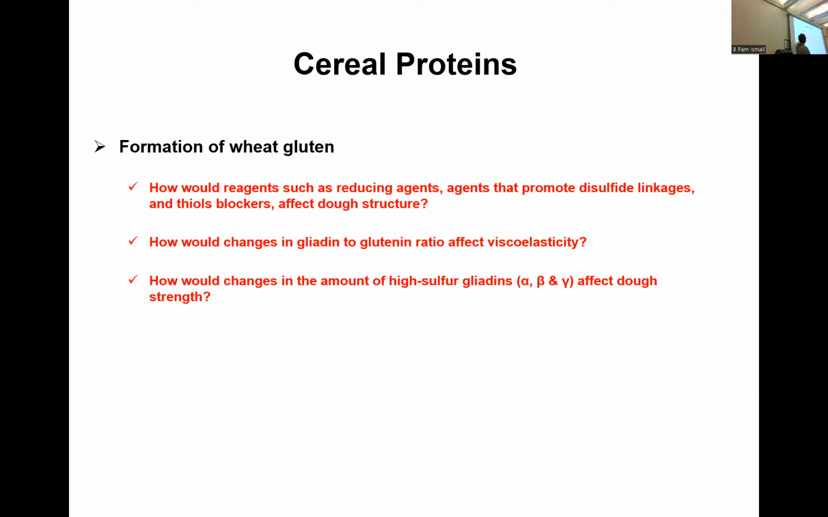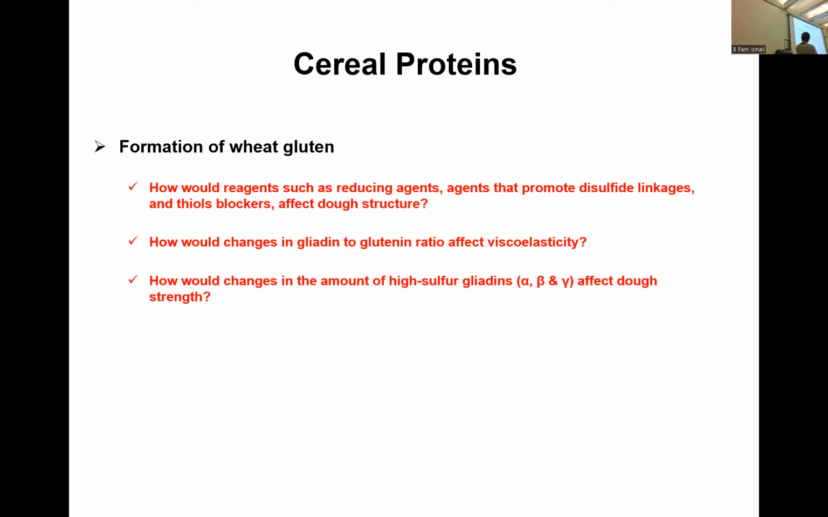Thiol blockers, these are chemicals that would block thiol groups. That means we prevent the formation of the disulfide linkages, so they have a similar effect to reducing agents. And we talked about this quite a bit. How does gliadin to glutenin ratio impact the viscoelasticity? So higher gliadin, you have more extensibility. Higher glutenin, you have more elasticity. So you need that balance of viscoelasticity depending on the type of baked product you want to produce.